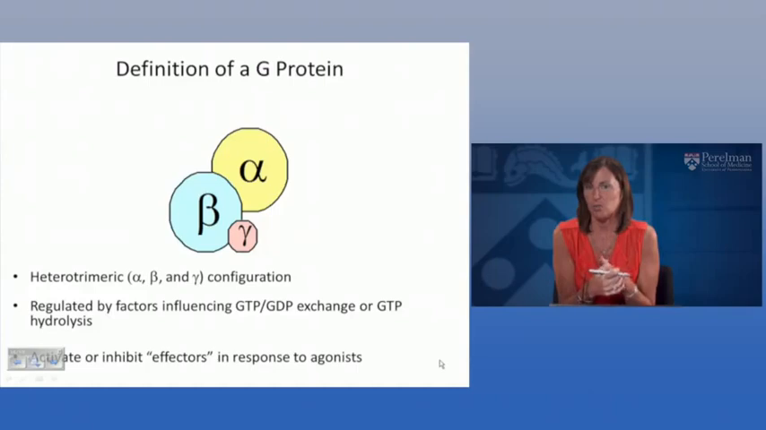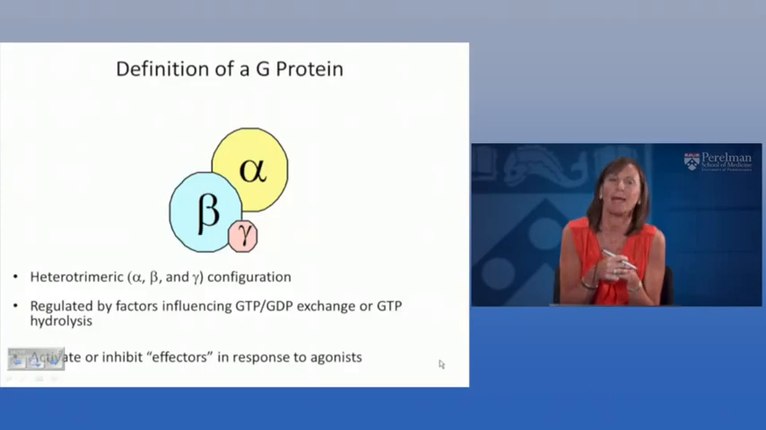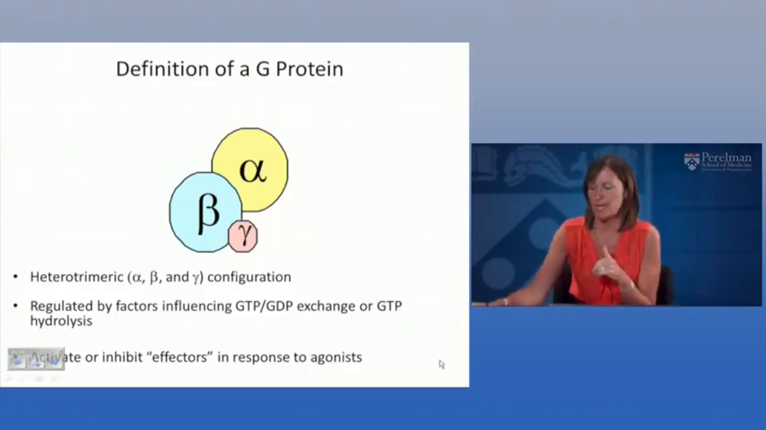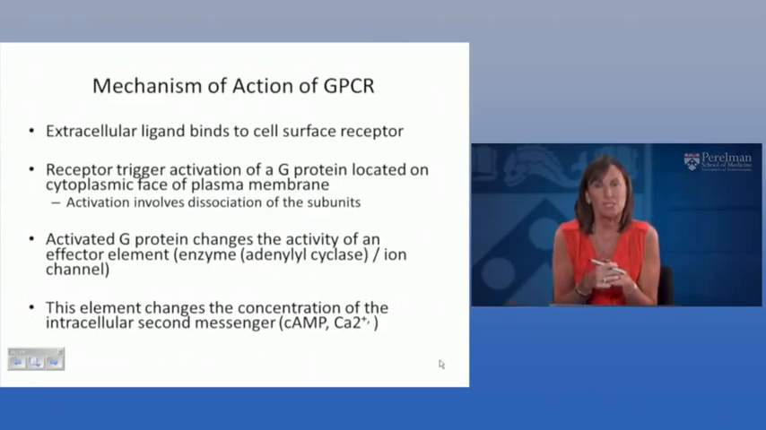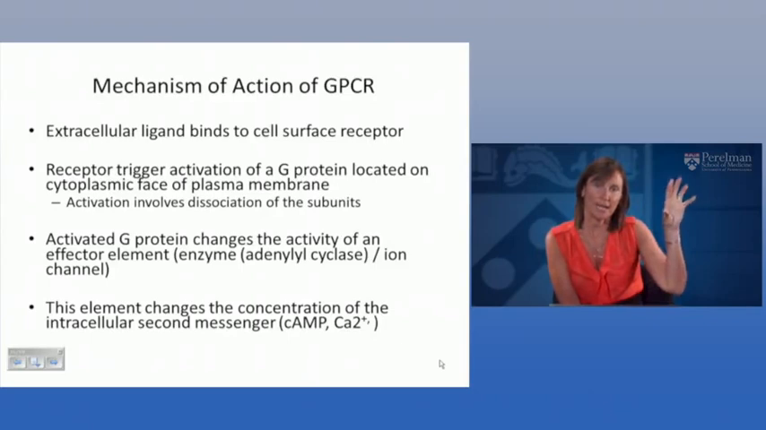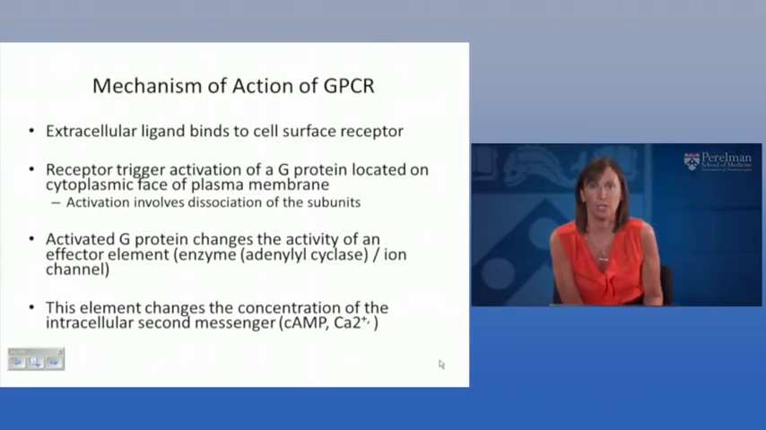G proteins activate or inhibit effectors in response to agonists. So they can turn on or turn off a second messenger pathway, resulting in a pharmacodynamic effect. So the mechanism of action of a G protein coupled receptor is described as follows. An extracellular ligand, typically an agonist, binds to the cell surface receptor, that extracellular domain of the receptor structure. Binding to the receptor triggers activation of the G protein located on the cytoplasmic face of the cell membrane, as I've just previously shown you.